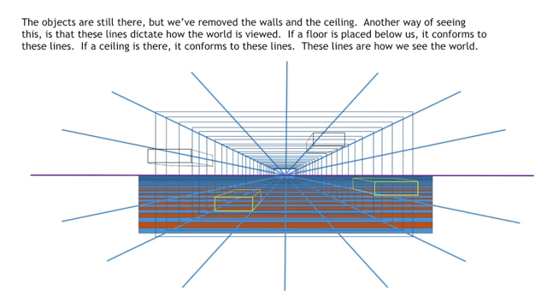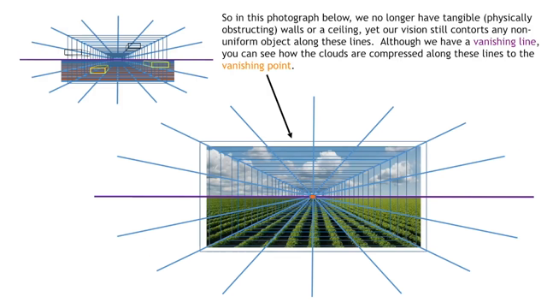Another way of seeing this is that these lines dictate how the world is viewed. If a floor is placed below us, it conforms to these lines, and if a ceiling is there, it conforms to these lines. These lines are how we see the world. So in this photograph below, we no longer have a tangible, physically obstructing wall or ceiling, yet our vision still contorts any non-uniform object along these lines.